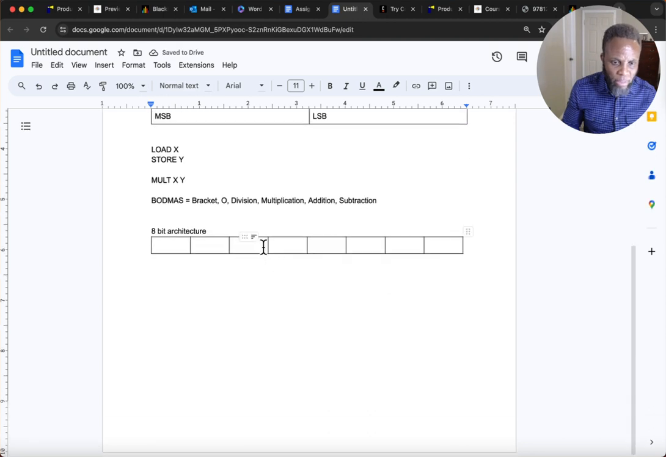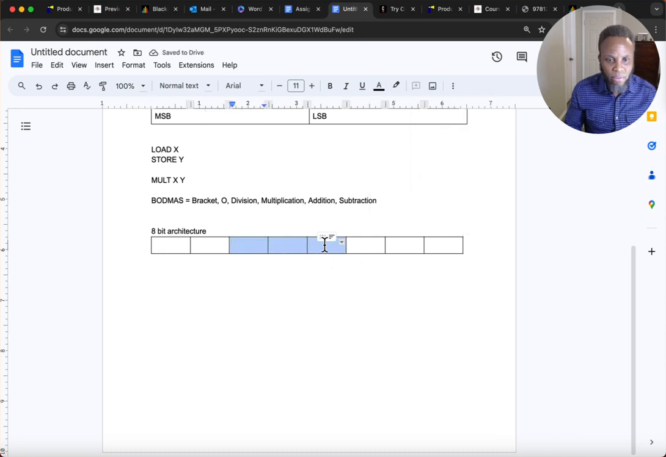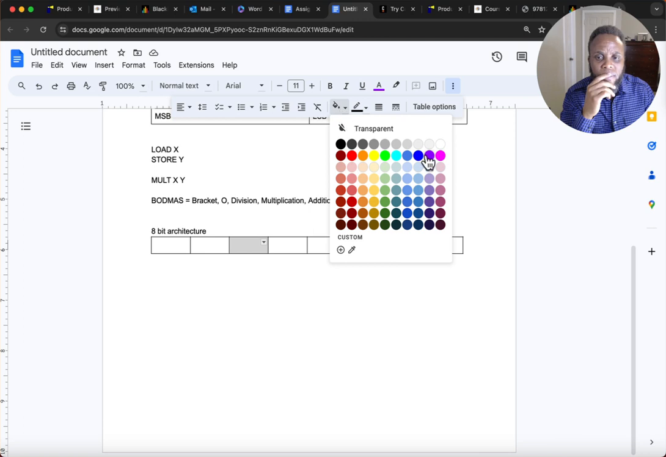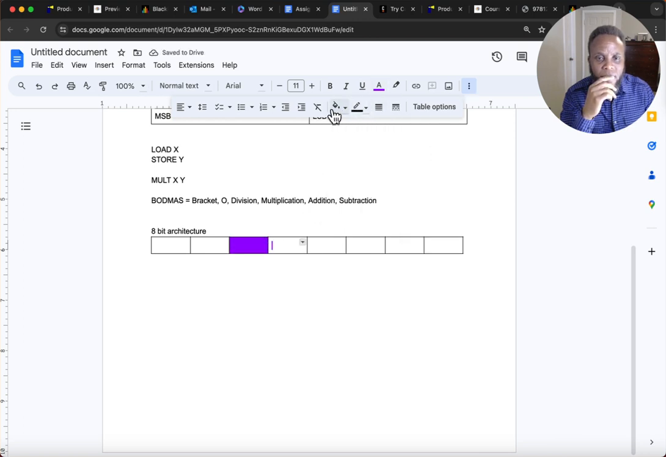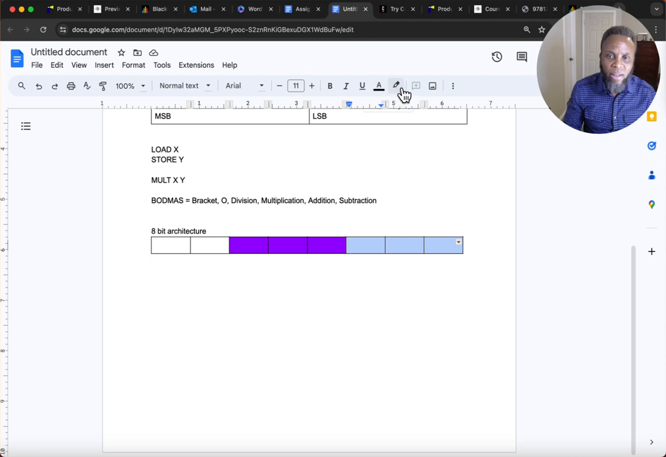All right, so let's do this. This is an 8-bit architecture, 1, 2, 3, 4, 5, 6, 7, 8. This is representing an instruction. So these 3 bits right here, I'm going to do color coding here. This would represent 1 operand. And then these other 3 would represent the next operand. And then these 2 bits would represent the opcode.